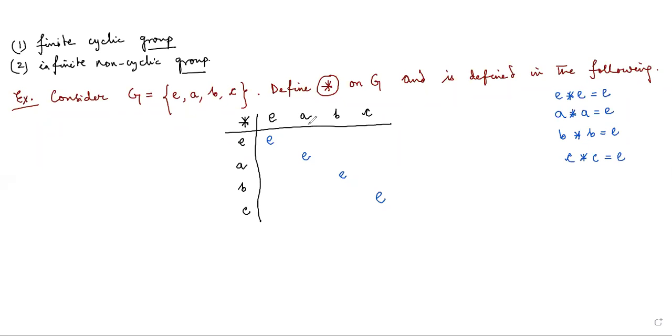Then we are going to put the non-diagonal elements in a special way. I'm going to write here A, B, C. I'm going to write here A, B, C. And here also I'm going to write A, B, C. And then we are going to fill the other blank spaces in the following manner.